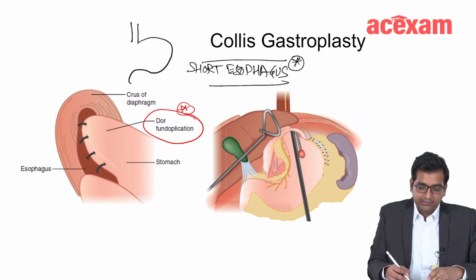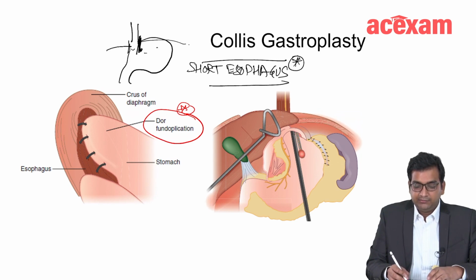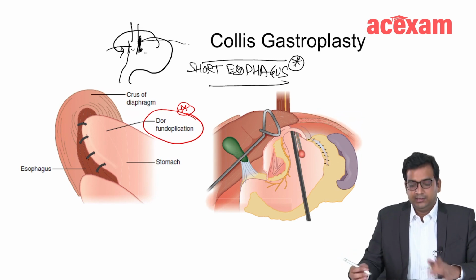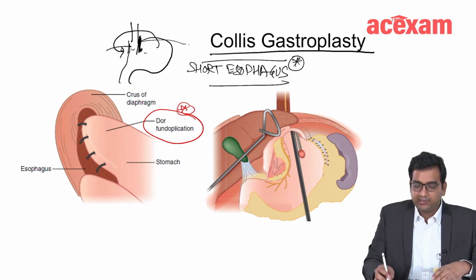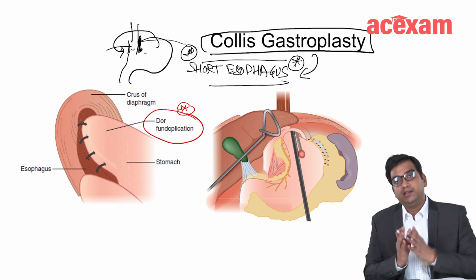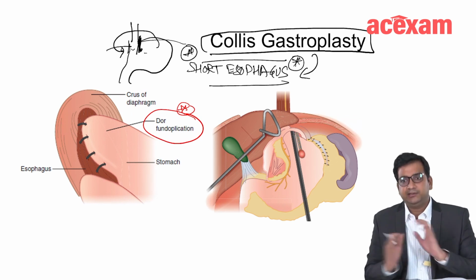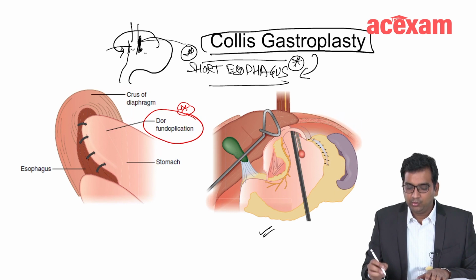So in these patients, we'll have to do something like this. This is a very short esophagus. You can see the diaphragm. We'll make a hole here and fire a staple. This will increase the length of our esophagus, and then with the remaining fundus, we will wrap around it. So this is what is known as Collis gastroplasty. Collis gastroplasty is done in short esophagus to increase the length of the intra-abdominal esophagus, and after that, we will do fundoplication as a routine. This is the diagram for Collis gastroplasty.